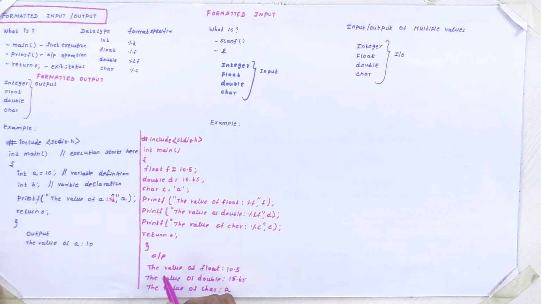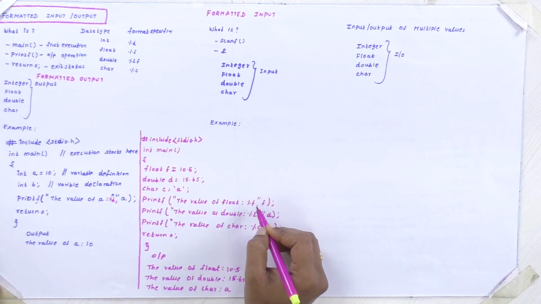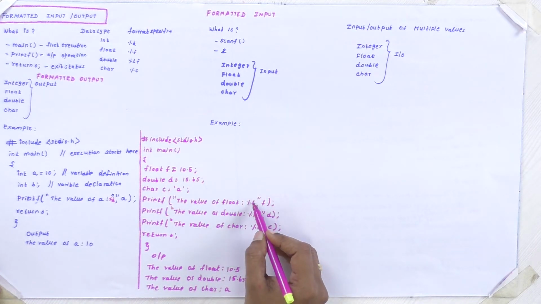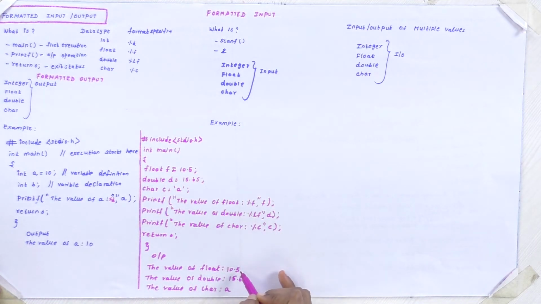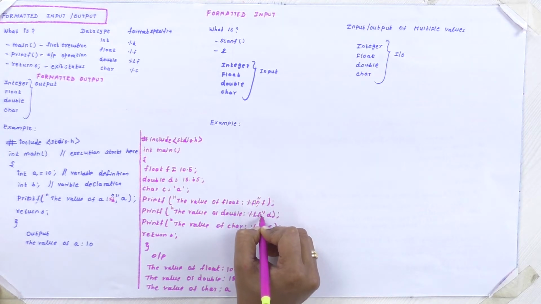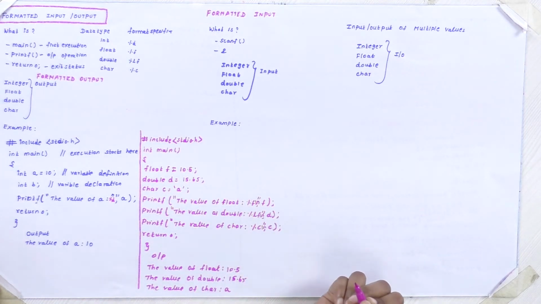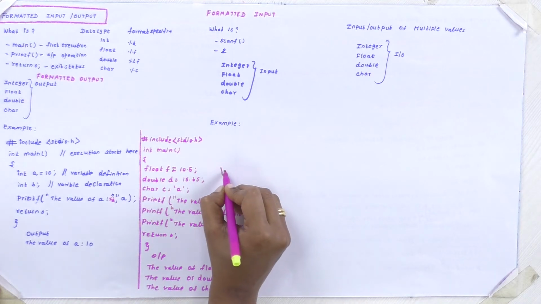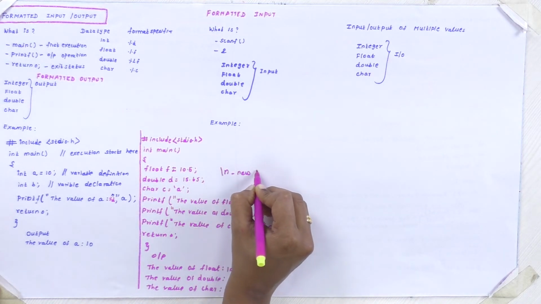So here I am not including \n. When you include \n, only then will you get the output in the next line. So I am going to include \n after here. So you have to include \n. So \n refers to the new line character.